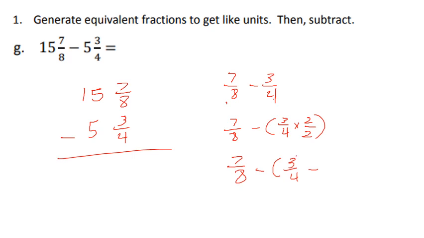3 times 2 would have been 6, and 4 times 2 is 8. So there's our 6/8. Let me clean that up just a little bit. 6/8, which gives us 1/8. So now we have 1/8, and 15 minus 5 gives us 10. So 10 and 1/8.